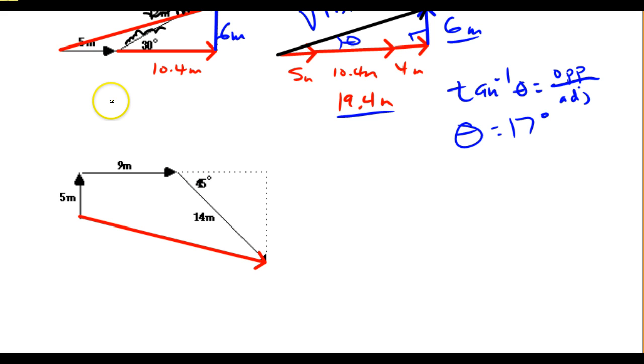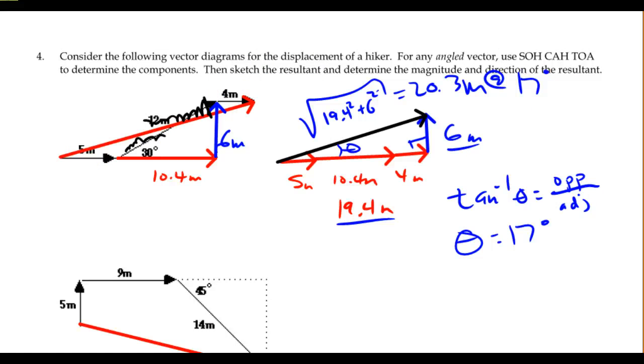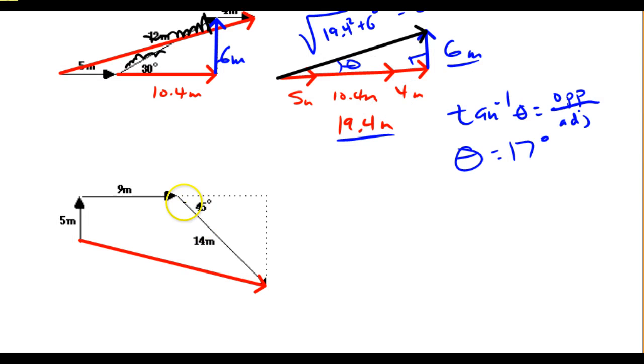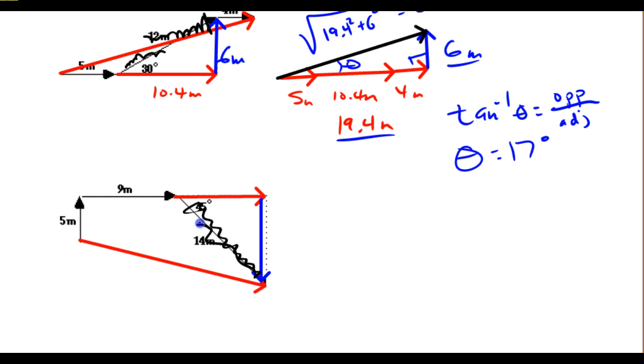For this next one, same thing. Here's our 14 at 45. Now again, we did that one up above. So if we go back to there, we got 9.9 and 9.9. So that breaks down into a vector of 9.9 this way and a vector of 9.9 this way. Now again, I'm not going to use this vector anymore. I'm replacing it with the two vectors that make it up. This is the resultant that I'm going to end up with.